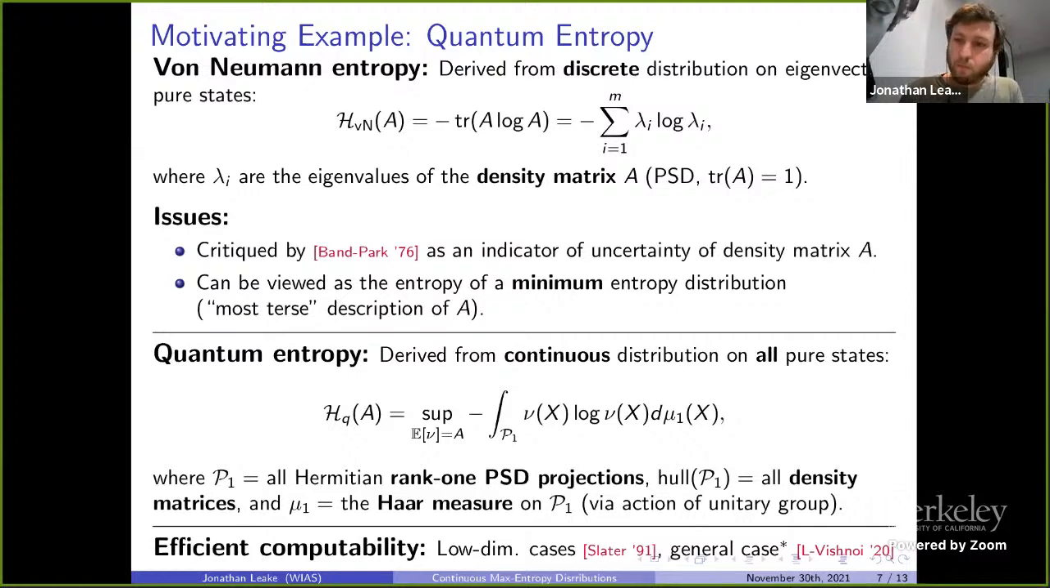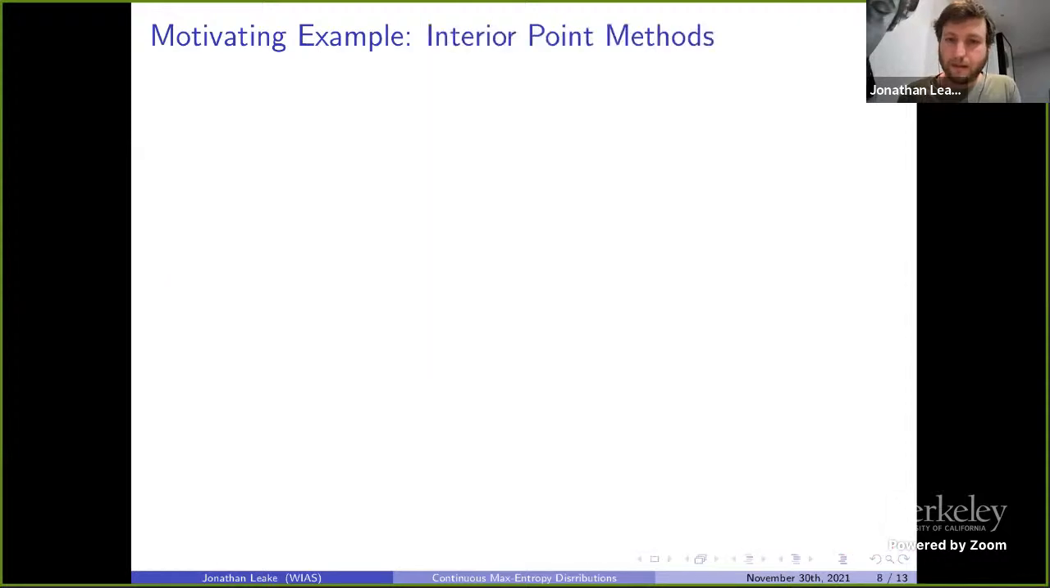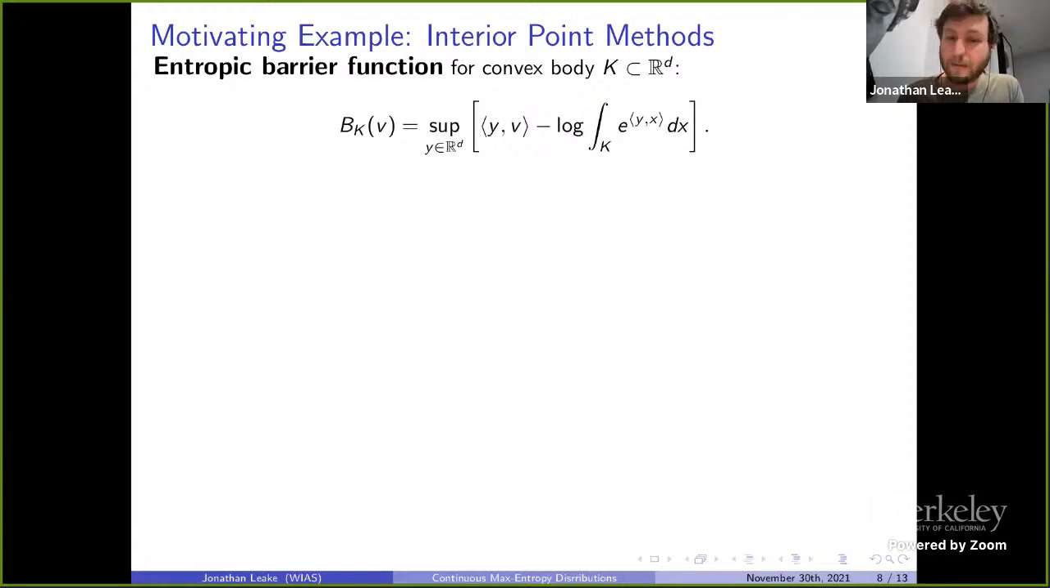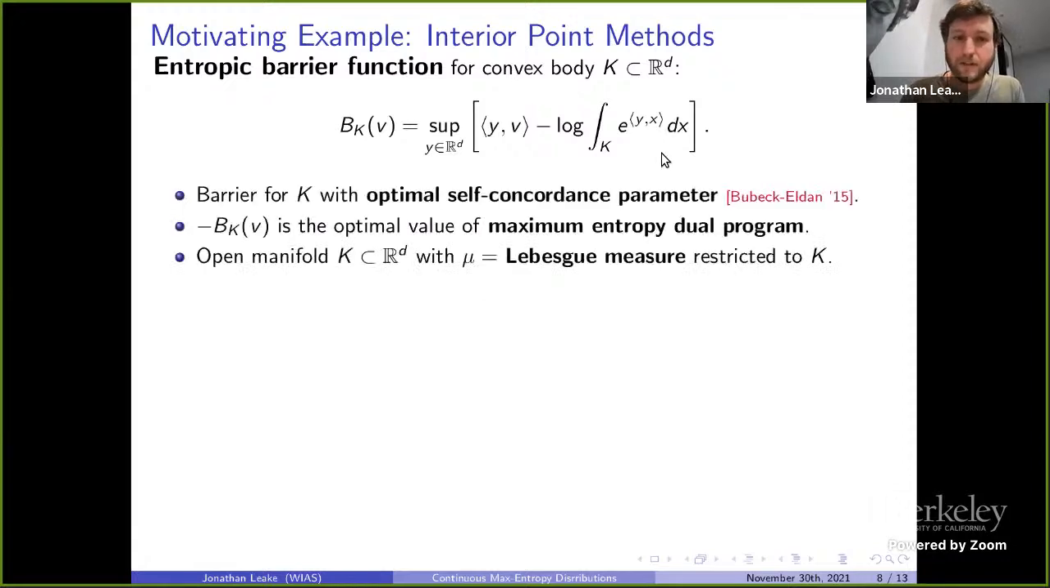So that's one place where these distributions appear. Another place where this type of thing comes up is in a particular place in interior point methods. There's this thing called the entropic barrier function that looks something like this. You have some convex body K, often compact, but I don't think it needs to be, and you look at the supremum of this objective here, and that's going to be some function.